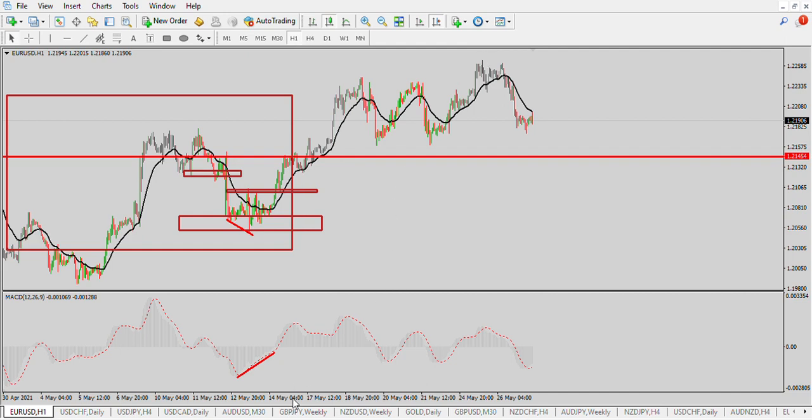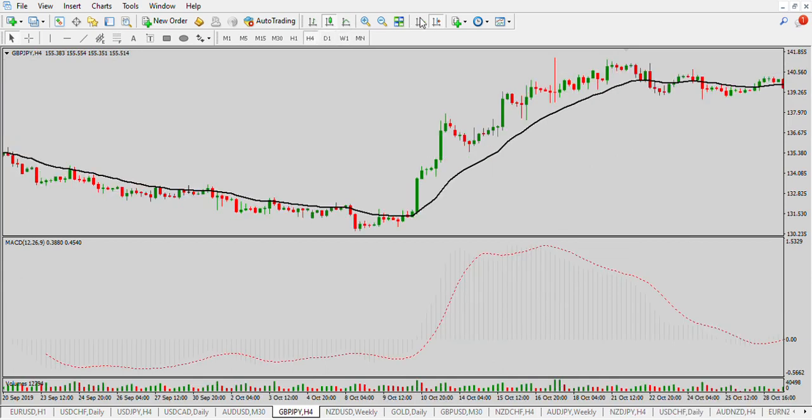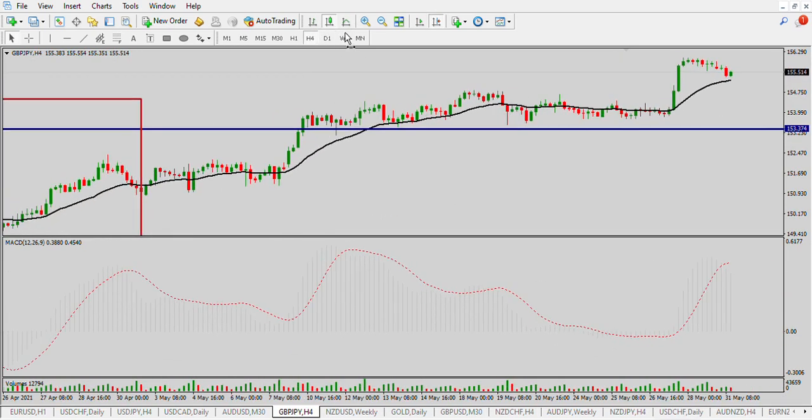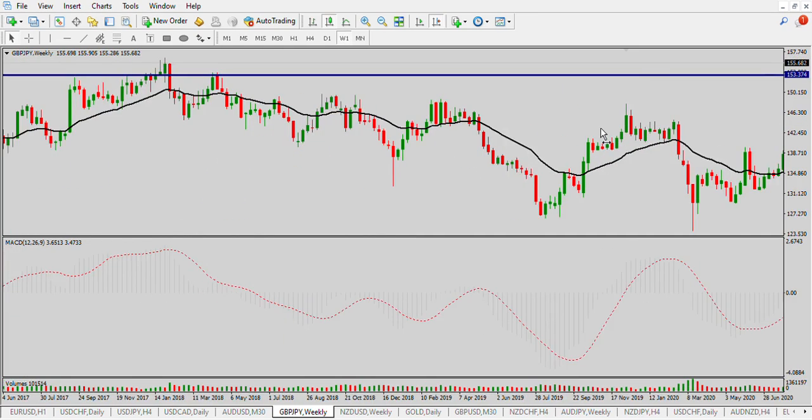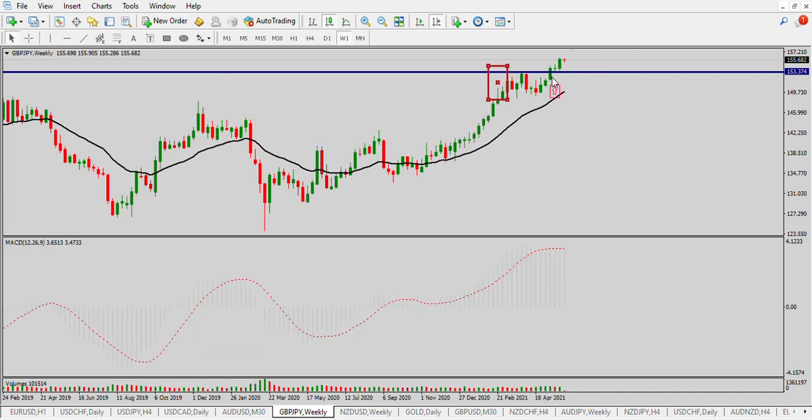Now let me take you back down to another chart, Great Britain JPY. Now this is a chart I actually told my friend about. I told him this is what is happening to Great Britain JPY, and yeah, he was able to confirm it. Now we have the breakout on the weekly time frame here. This was our breakout bar.